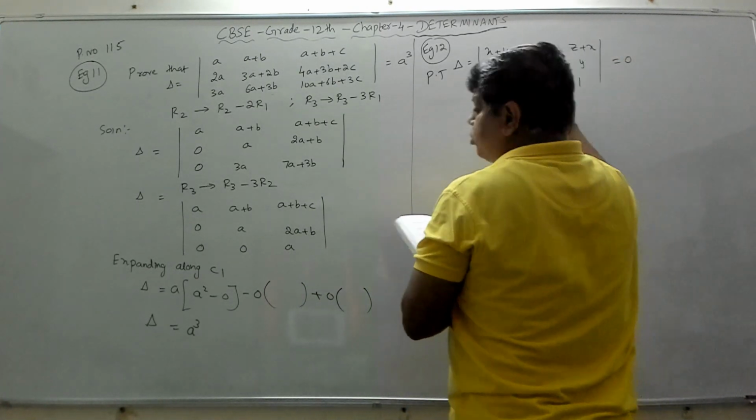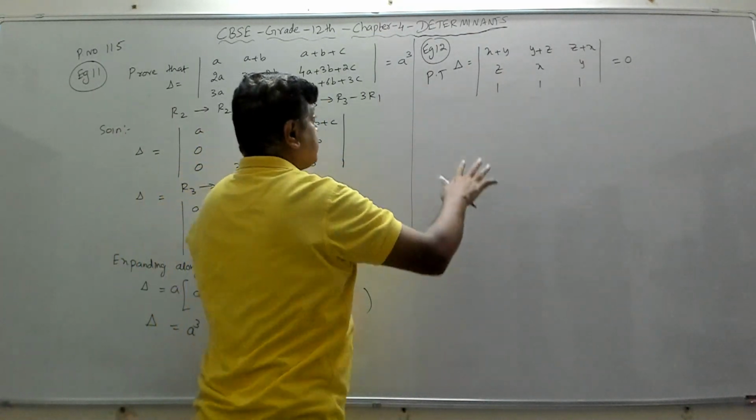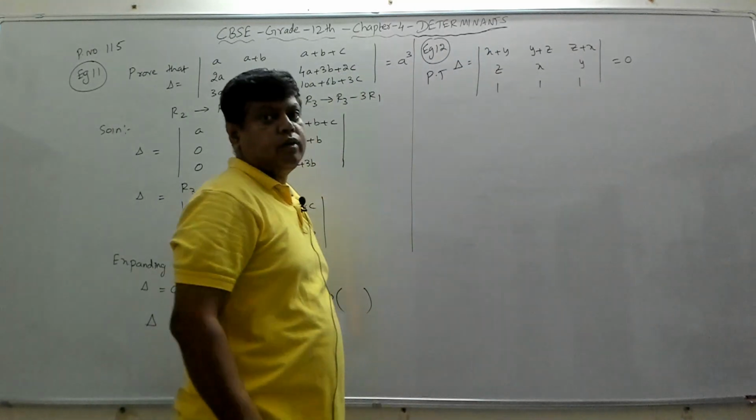equal to 0. We have to show that the value of this is equal to 0 without expanding. We should not expand this determinant. Without expanding, we have to show that it is equal to 0.